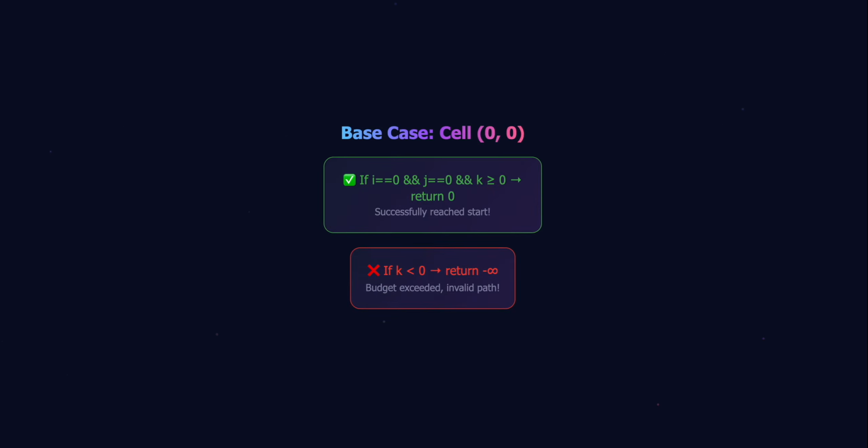Base case. When we reach cell 0,0, if k is still non-negative, we return 0, meaning we arrived successfully. If k is negative, we return negative infinity, meaning this path is invalid.